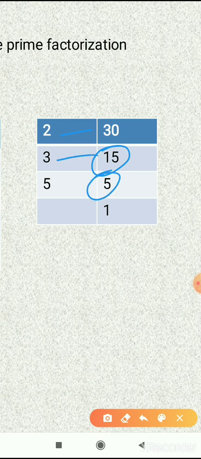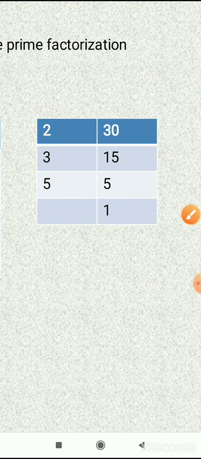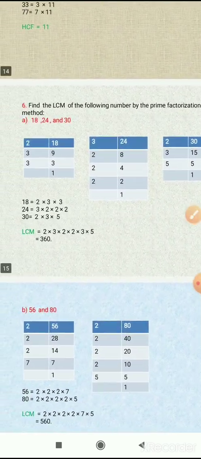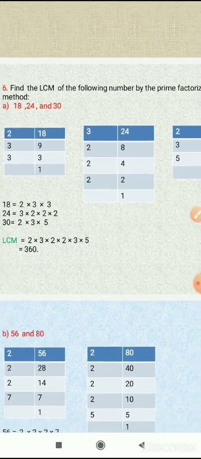5 is a prime number. It is divisible by itself. So by dividing 5 by 5 we get quotient 1. So here we get prime factorization of 30, 2 into 3 into 5. So look here students, here we get prime factorization of 18, 24 and 30.